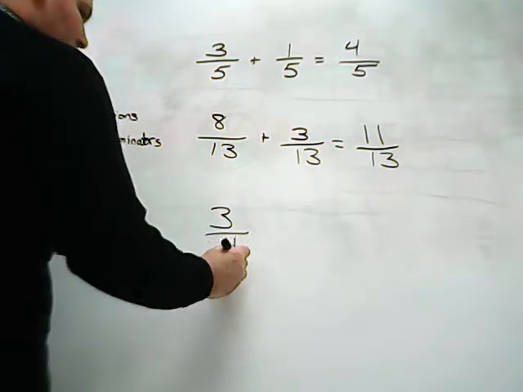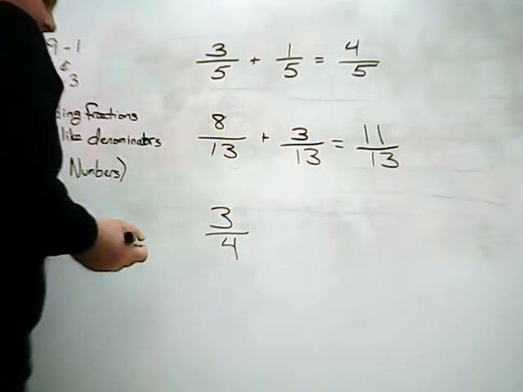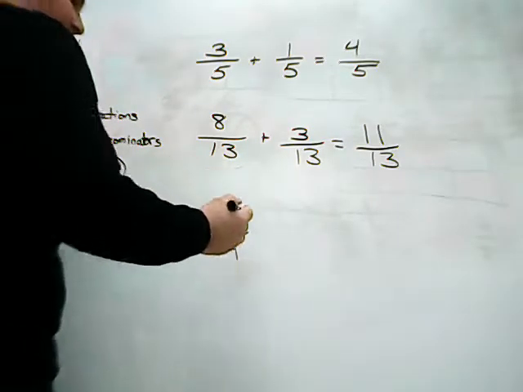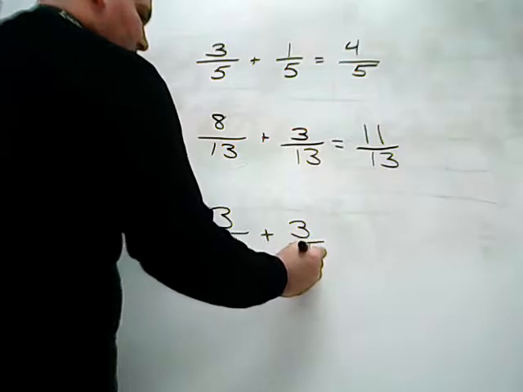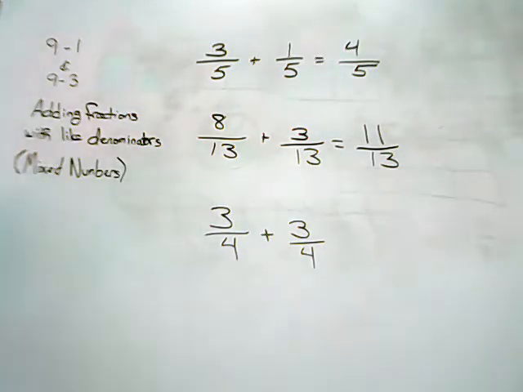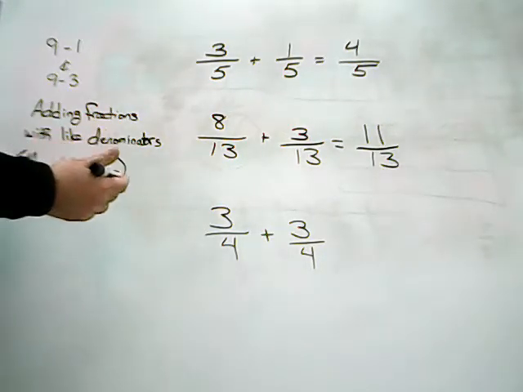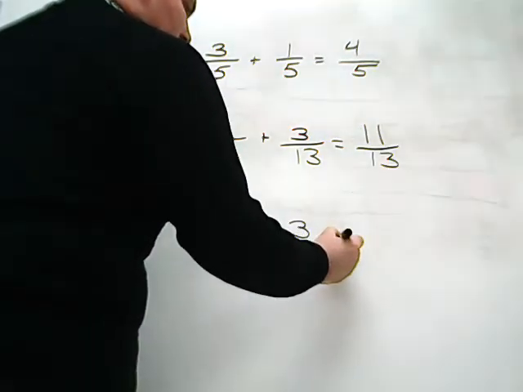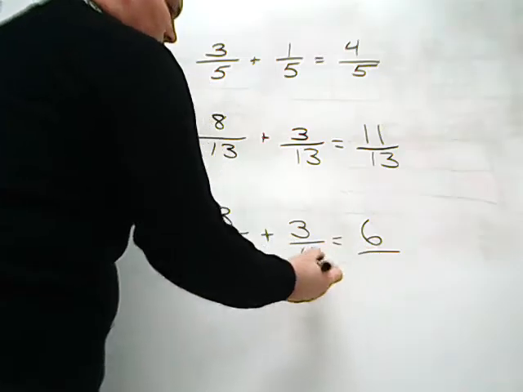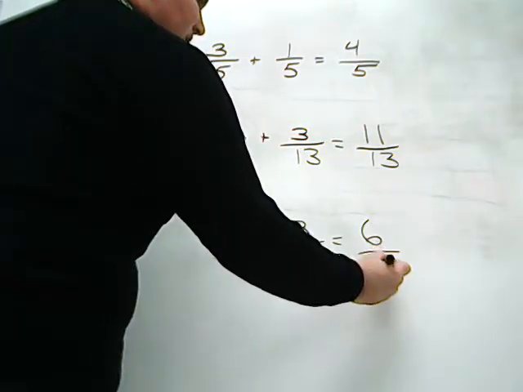3/4 of ice cream on one day, and the next day I eat another 3/4? So I just went over how we add our numerators together and we keep our denominators the same. Well, if I follow that rule, I have 3 plus 3, which equals 6. My denominator stays as a 4.